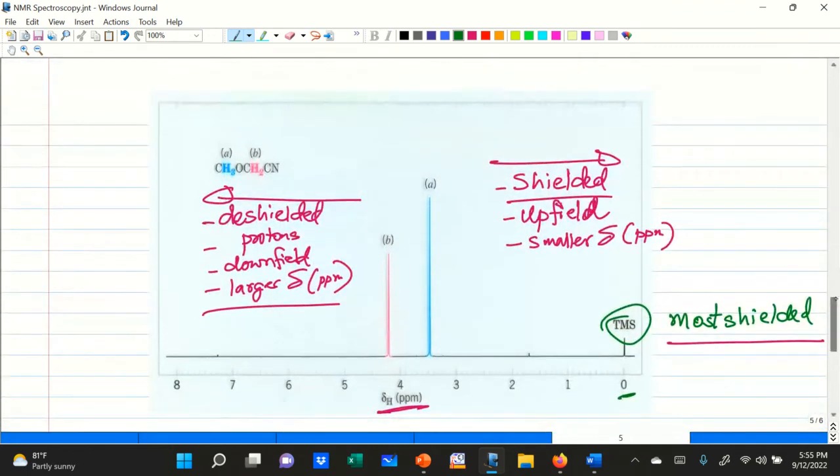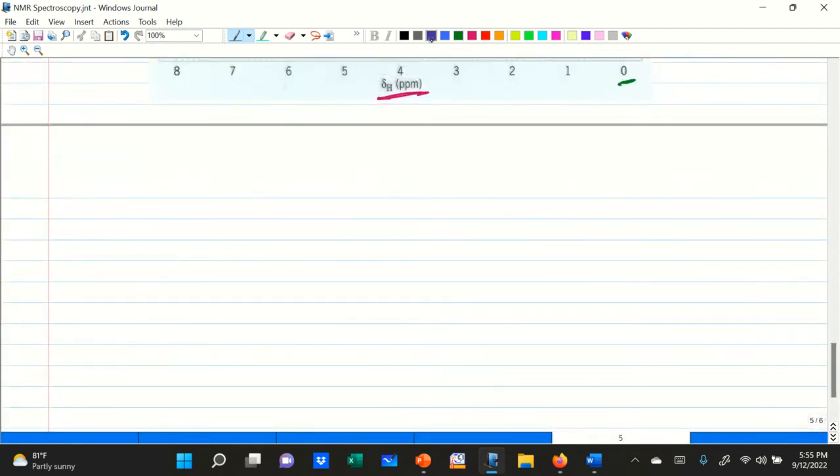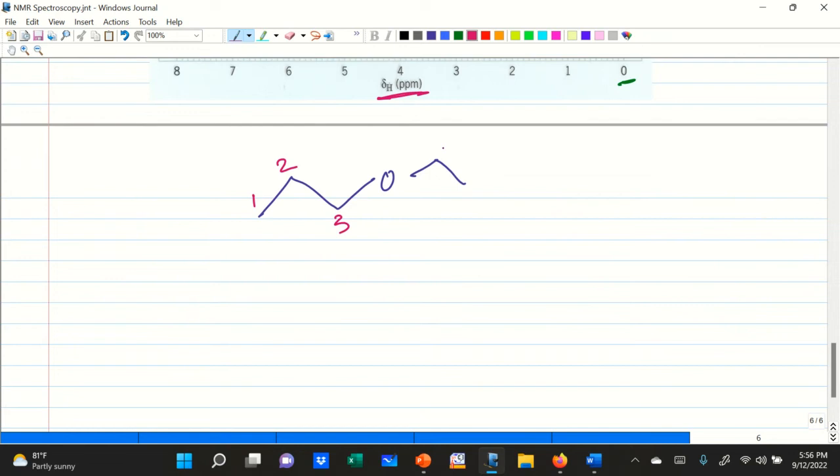So you can see that there are three different signals you should expect from this molecule, which you will practice with various molecules. Let's say here you have a molecule. How many signals do you have for this molecule? This is going to have many different signals. 1, 2, 3, this is 4 and 5. None of them are equivalent.